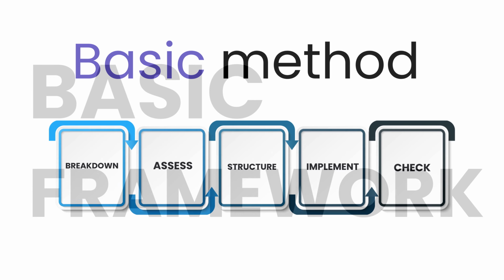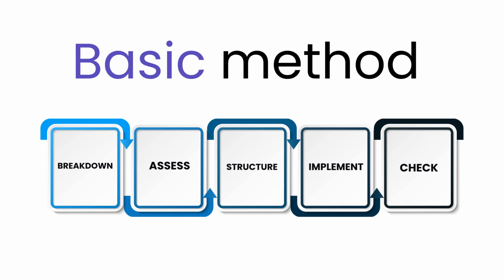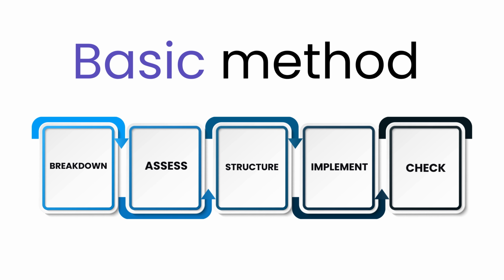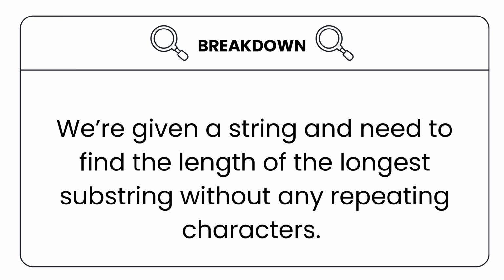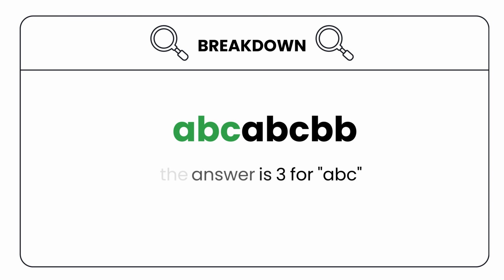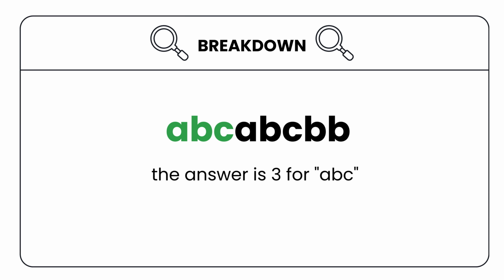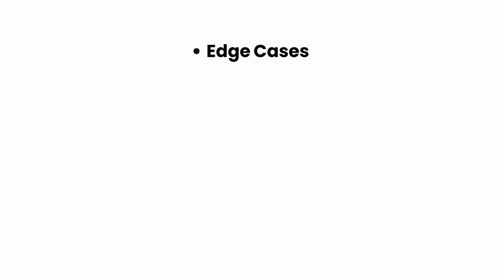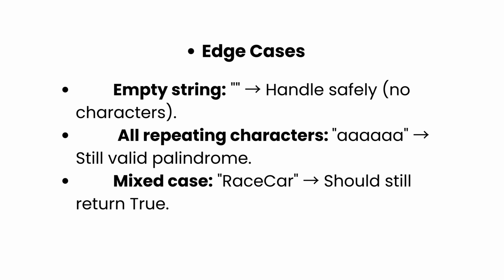Let's tackle this using the basic framework. This lets us break down the problem, analyze trade-offs, design a clear plan, and check our work. Just what interviewers want to hear. We're given a string and need to find the length of the longest substring without any repeating characters. For example, in ABCB, the answer is 3 for ABC. Edge cases: empty strings, all repeating characters, and mixed cases.